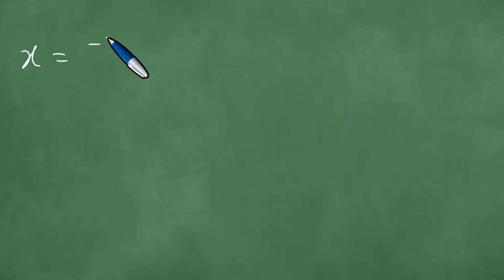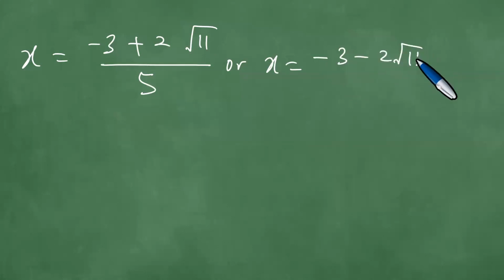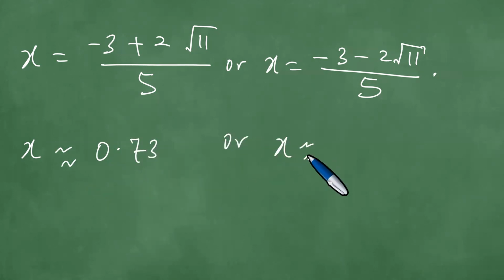So x is minus 3 plus 2 into the square root of 11 out of 5, or x equals minus 3 minus 2 into the square root of 11 out of 5. These are the answers, but we can find the decimals. The first one is 0.73 to 2 decimal places, or x is approximately minus 1.93. Good.